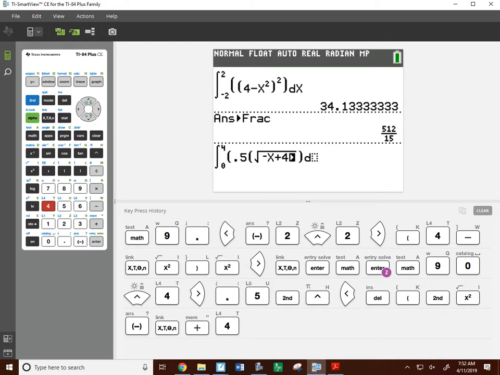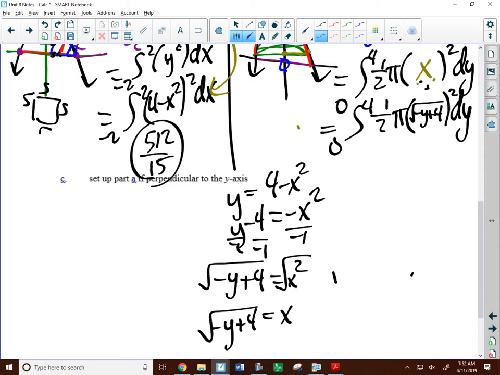By the way, for most of you with your calculator, you won't have a y. So you're just going to have to put x, but just treat it as y, so it'll work out the same. So negative x plus 4, and then is it all squared? All in parentheses, squared.